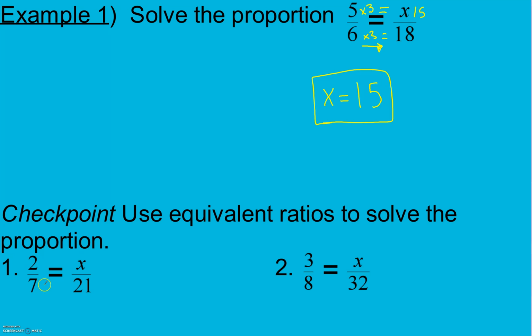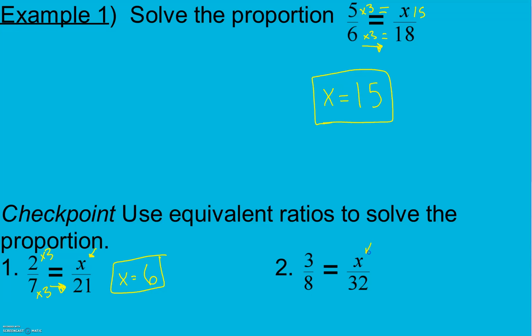So, to go from 7 to 21, because this is where my variable is, I can multiply by 3. Whatever I do to the bottom, I have to do on top. So x is going to be 6. 6 over 21 is the same as 2 over 7.